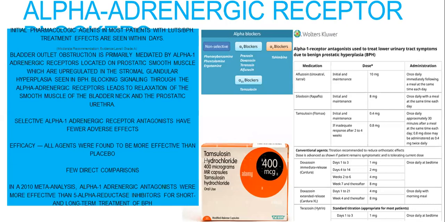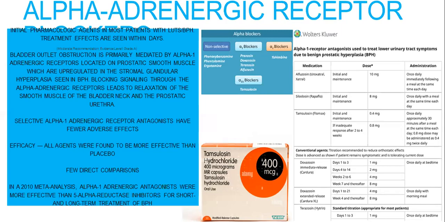Efficacy: a recent meta-analysis showed that alfuzosin, terazosin, doxazosin, and tamsulosin versus placebo were all found to be more effective than placebo, and they have similar efficacy, although there have been few direct comparisons. Then there are newer drugs such as silodosin, which may have a greater risk for sexual adverse events. Then the terazosin, doxazosin, tamsulosin, and alfuzosin.